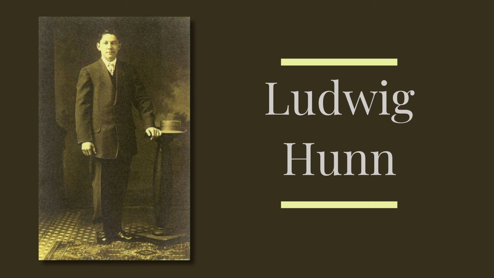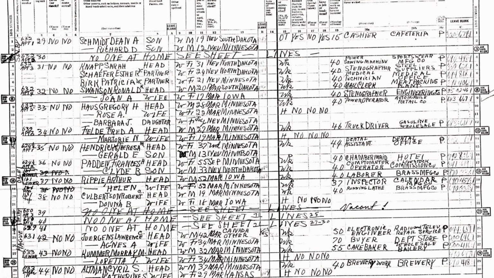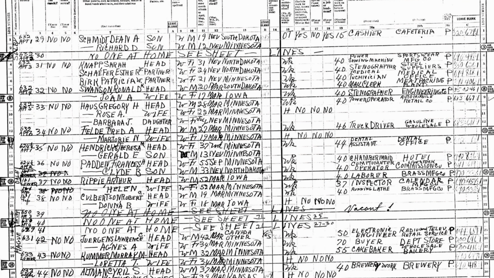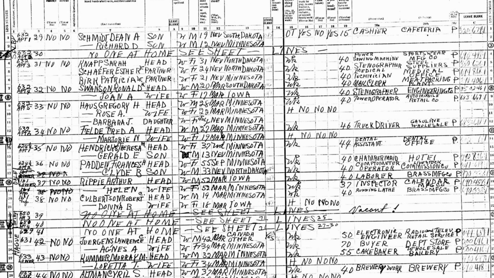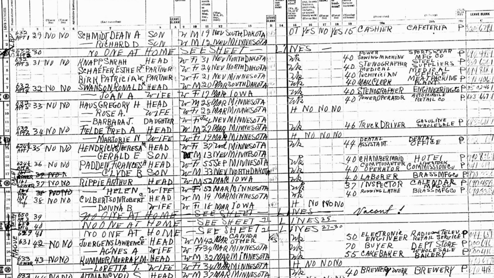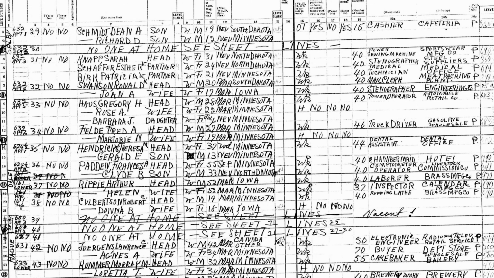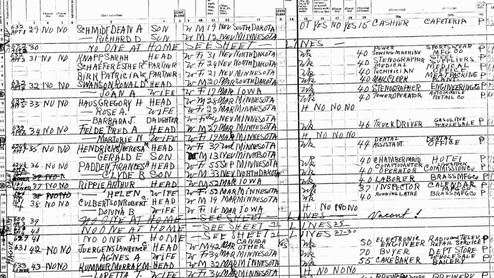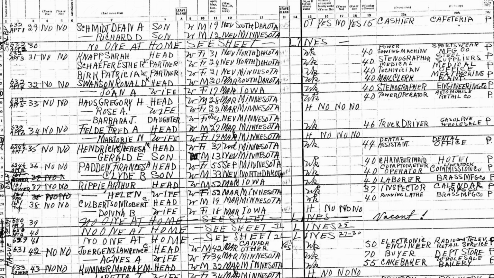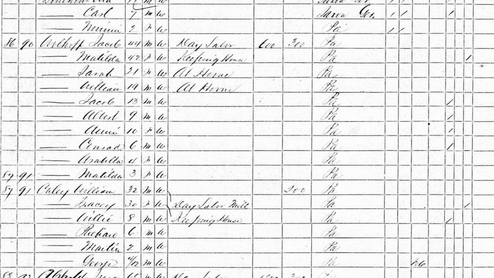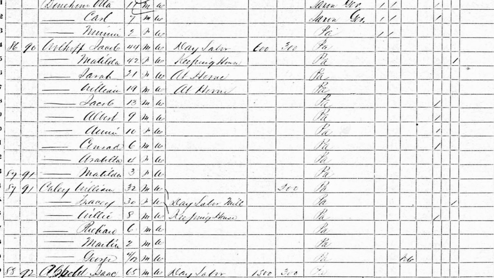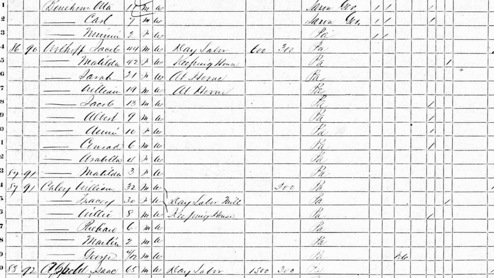Another big issue is indexing errors. Most of the records we search today are indexed, which means someone, or sometimes AI, has read the original document and typed the information into a searchable database. But mistakes happen all the time. Handwriting can be hard to read, especially in older records. A letter can be misinterpreted, or an entire name can be entered incorrectly.